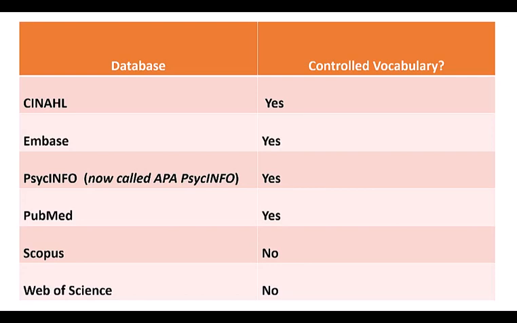Oddly enough, controlled vocabularies across databases are not even called the same thing. It's also worth mentioning that not all databases offer the user a controlled vocabulary. CINAHL gives us subject headings, Embase gives us Emtree, PsycInfo gives us a thesaurus, and PubMed has devised medical subject headings, or MeSH, whereas Scopus and Web of Science do not provide the user with a controlled vocabulary.